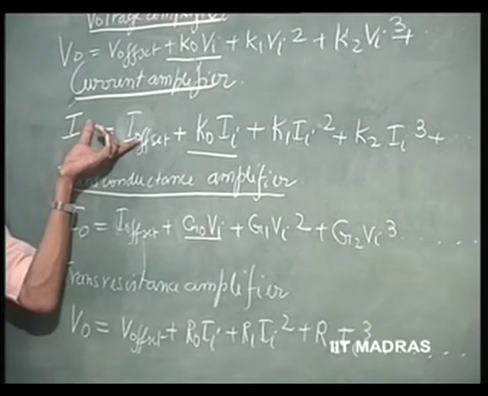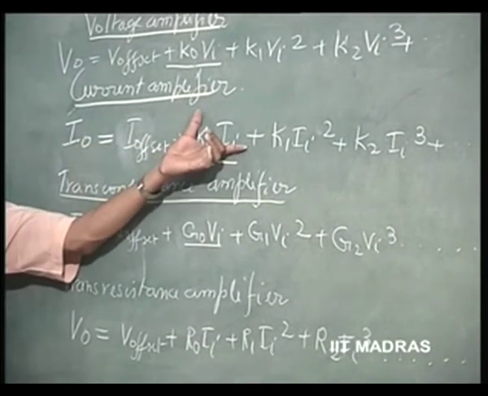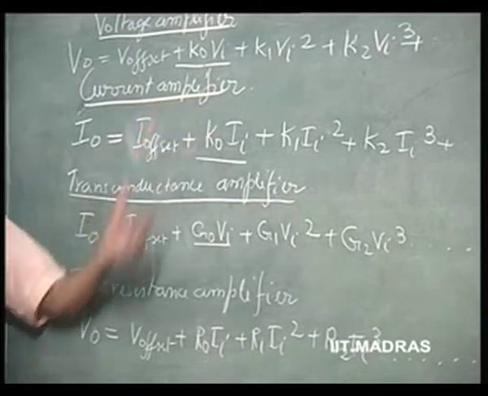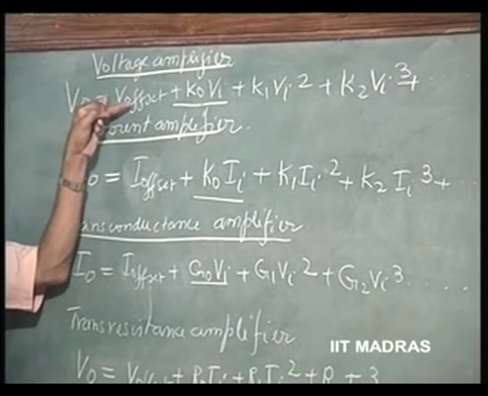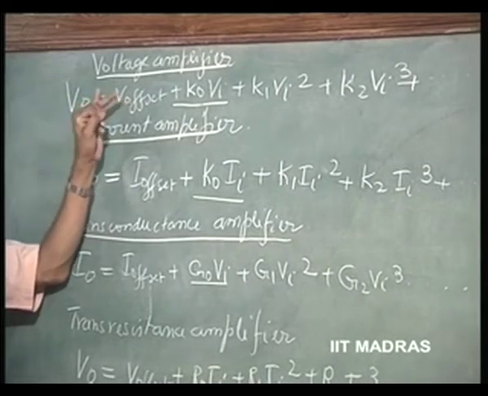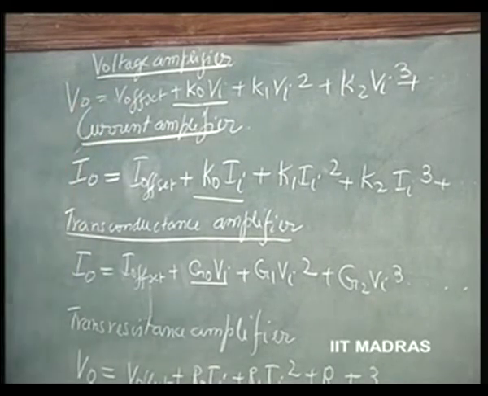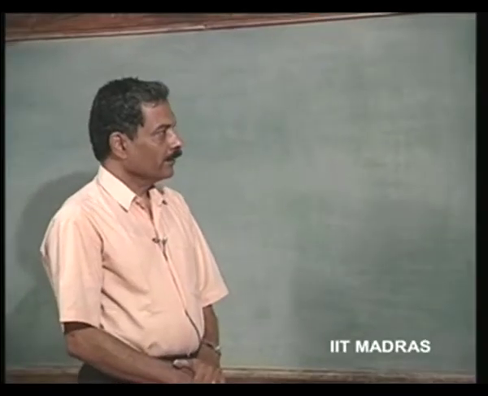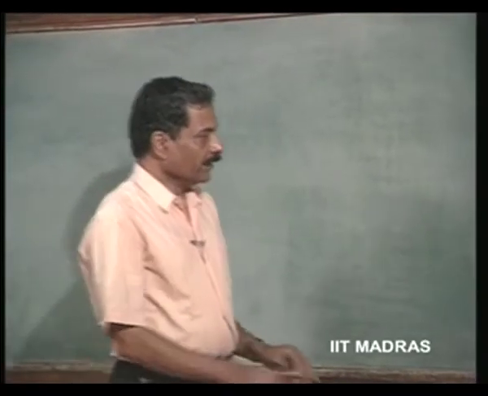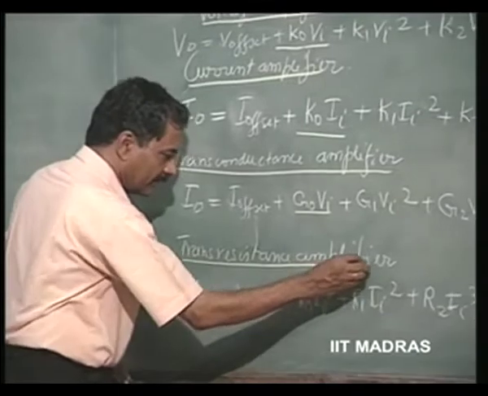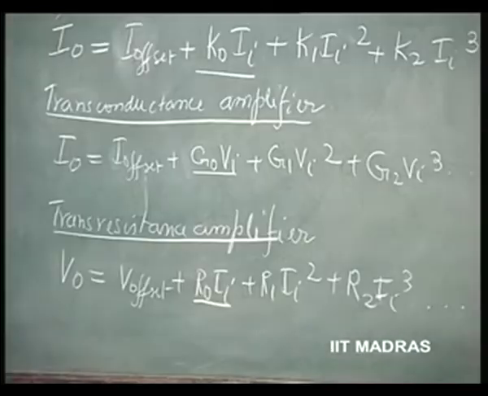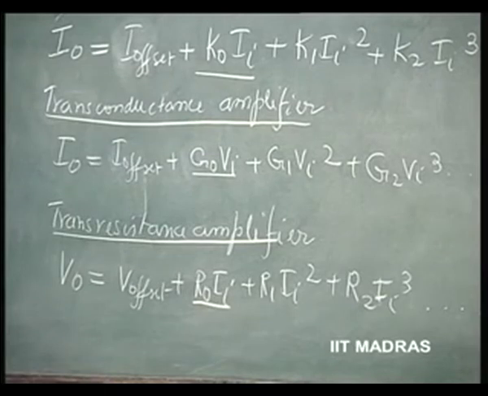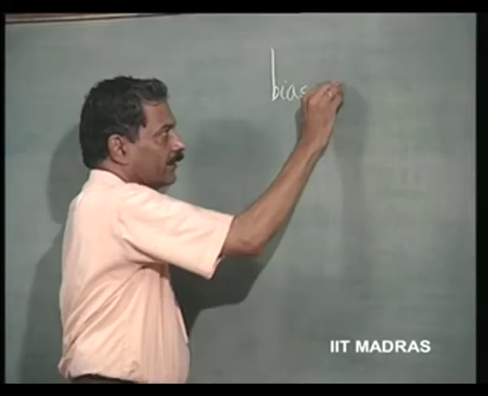Here using BJTs we can still obtain something which is called a current amplifier. Once again here this can be designed using a FET. So, the essence of the design therefore is to bias these active devices.